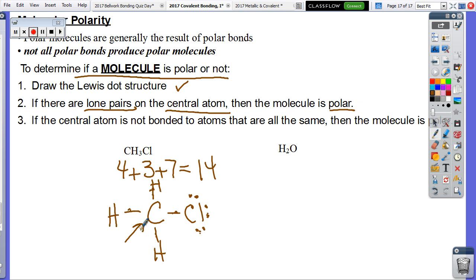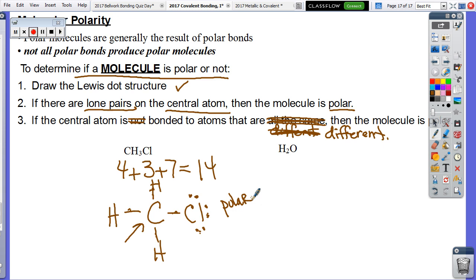So let's look at rule number 3, and we're going to rewrite it a little bit. If the central atom is bonded to atoms that are different, we're just rewriting that a little bit so it's not so confusing, then the molecule is polar. And I can't spell different, apparently. Different. Okay. So let's look. Is carbon bonded to different things on each side? It is. There's a chlorine and 3 hydrogens. So this molecule is polar based on that rule that we looked at.